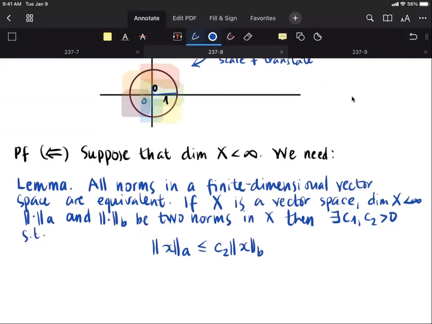So let us denote the norm by double bars. And in turn, this is greater than C1 times the norm of x with subscript B, for all x in your finite dimensional vector space. Okay, so this is the first lemma in order to prove the compactness of the unit ball in a general finite dimensional vector space.